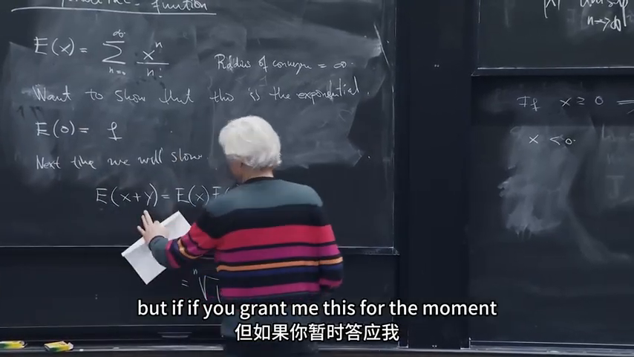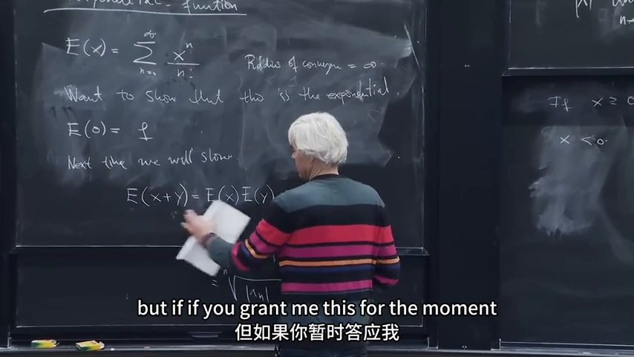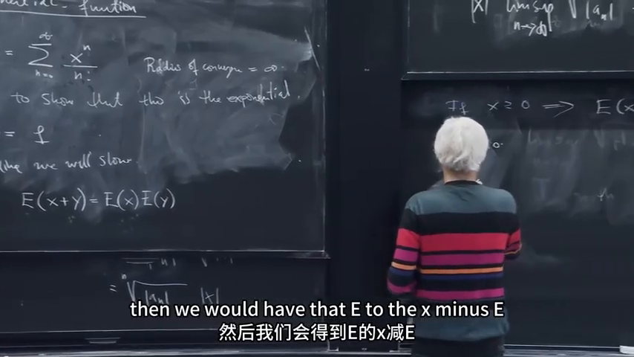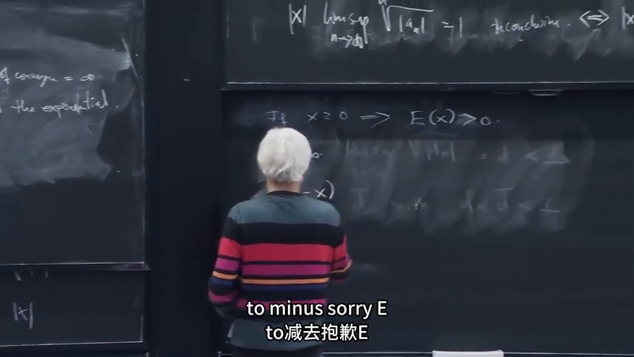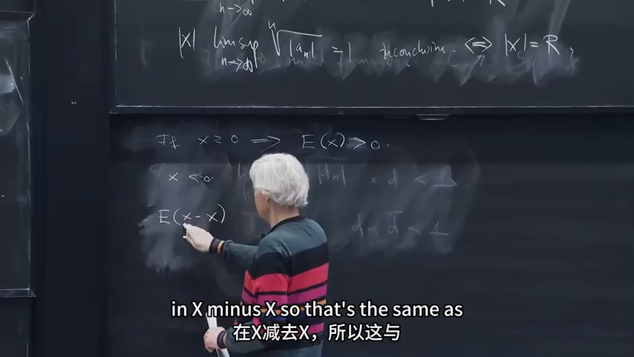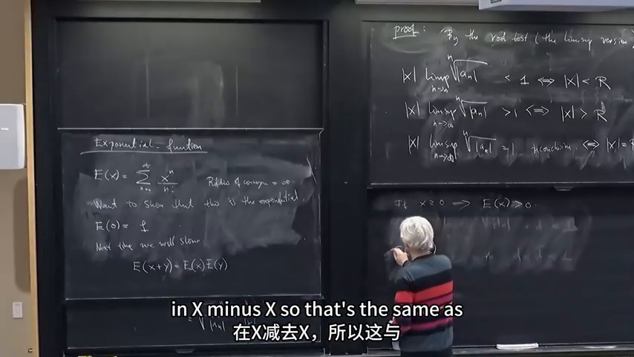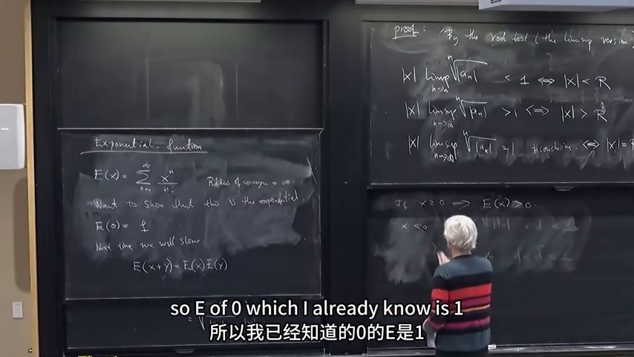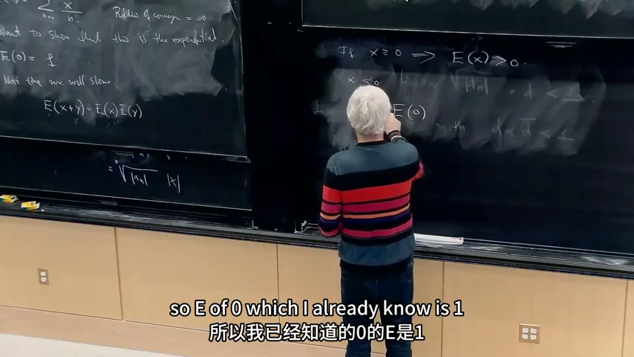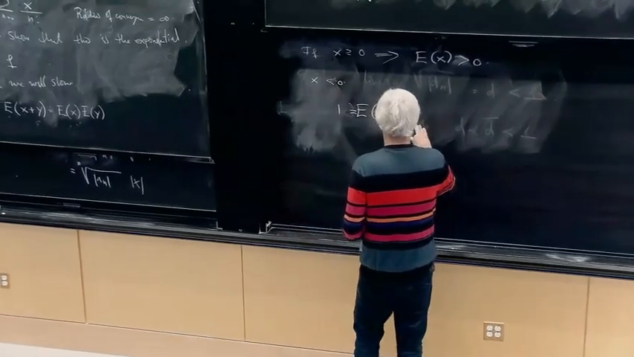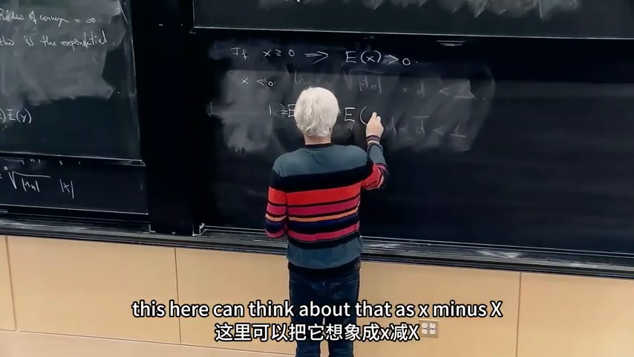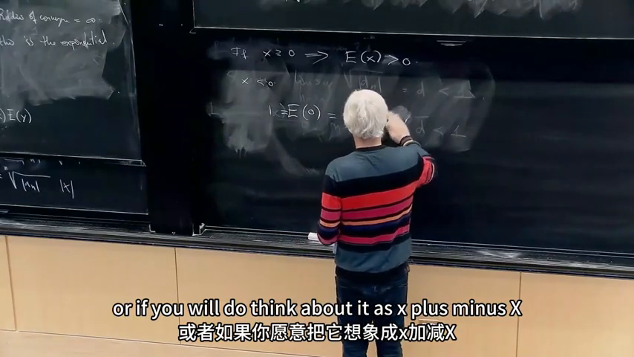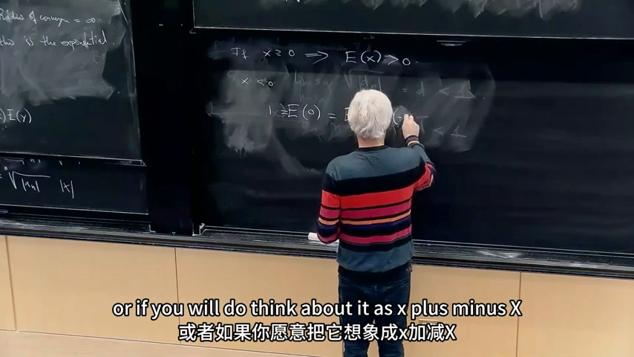But if you grant me this relationship for the moment, then we would have E of x times E of minus x. Let me make a little more space here. That is E of 0, which I already know is 1. You can think about that as x minus x, or if you will, as x plus minus x.